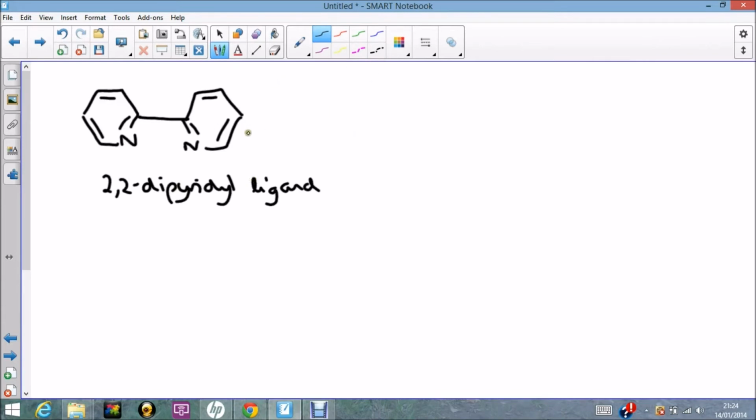Then it might say that this forms an octahedral complex with nickel. Draw this complex. So let's make some notes of that. Octahedral with nickel. Pause the video whilst you have a go at it.